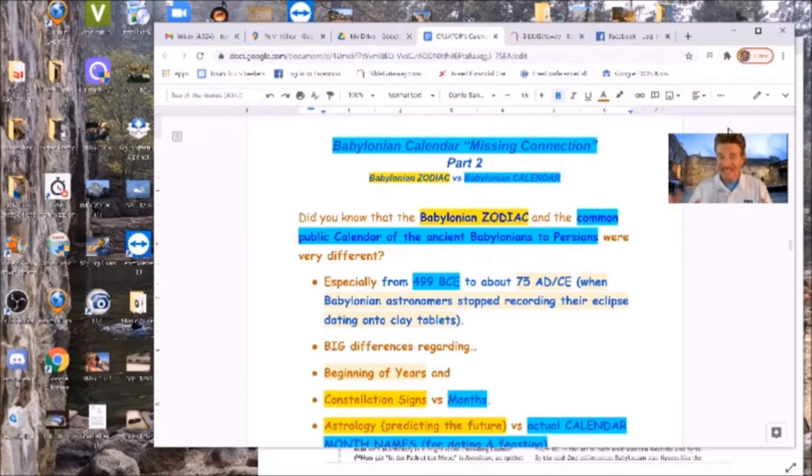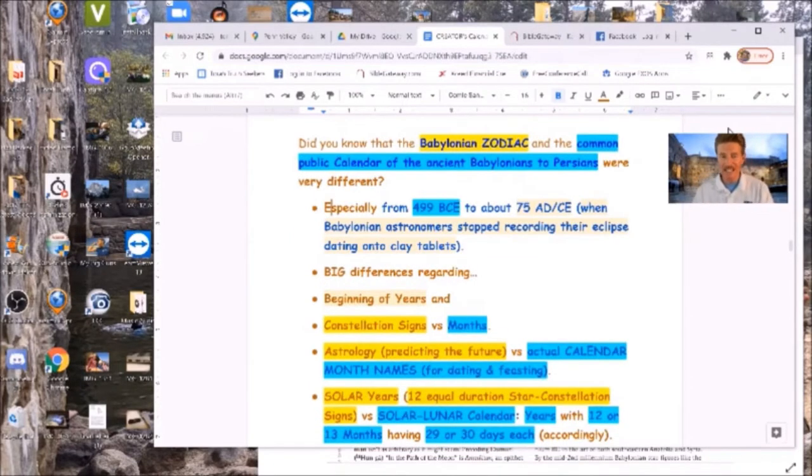Regardless, the big differences, this is what we want to look at regarding the beginning of each year: the zodiac constellation signs versus the months. We're talking about the differences also in astrology, predicting the future, versus actual calendar month names and timing for the dating and for feasting. And Babylonians had different feasts than Israel. I'm not proposing those are the same or parallel.